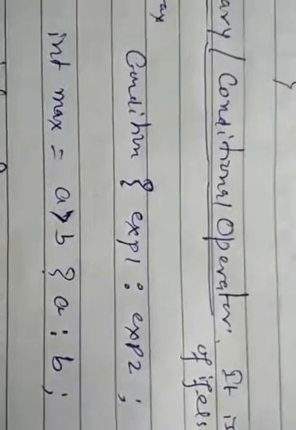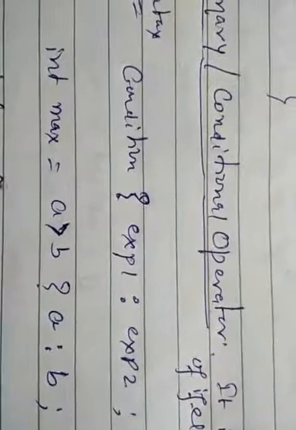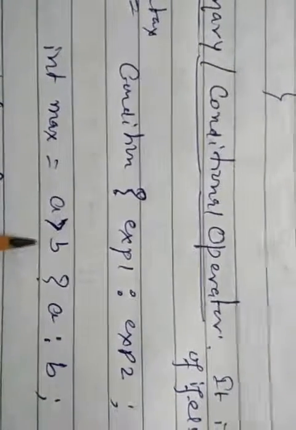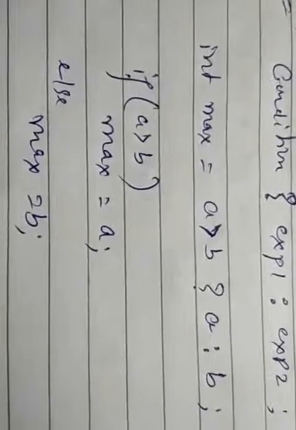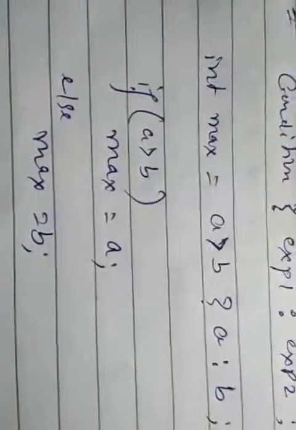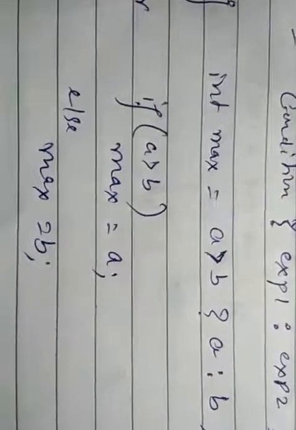Just see this with the help of one example. We want to find the maximum number between a and b using a ternary operator. So here we are writing a is greater than b, then storing the value of a into max, or storing the value of b into max. So a will be stored when a is greater than b is true, otherwise b will be stored. And this is the if else of the above ternary operator. So there may be a question to convert a ternary operator into if else, or an if else statement into ternary.